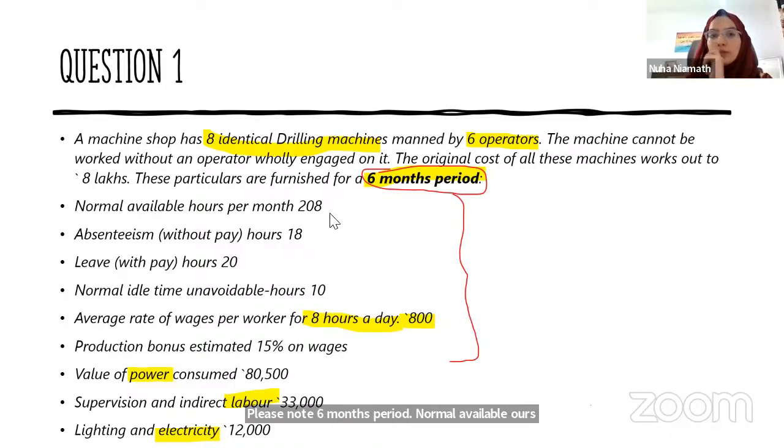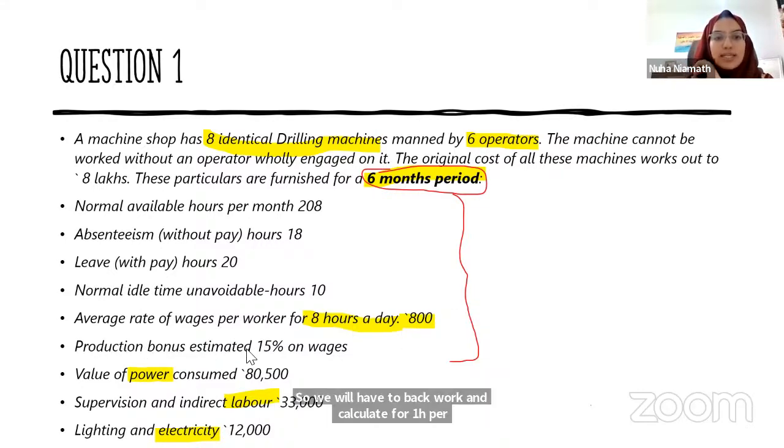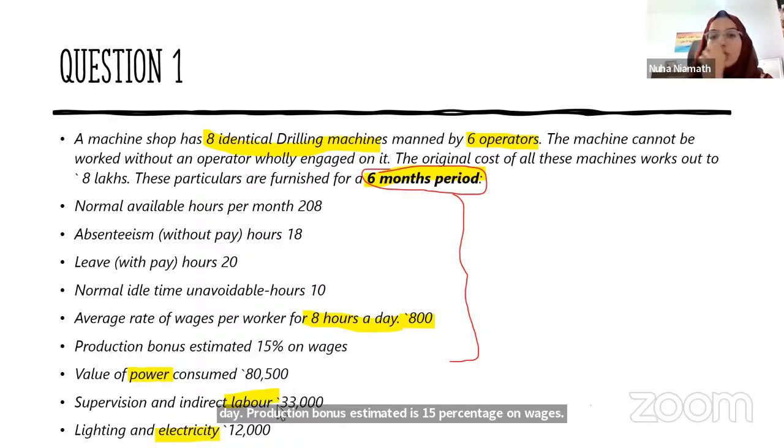per month, this is per month, is 208. Absenteeism without pay hours is 18. So unpaid basically. Leave with pay, paid, so ours is 20 hours. Normal idle time, unavoidable hours, will be 10 hours. Average rate of wages per worker for 8 hours a day is 800 rupees. So we will have to back work and calculate for 1 hour per day. Production bonus estimated is 15% on wages. Value of power 80,500, supervision. So this is all for 6 months.